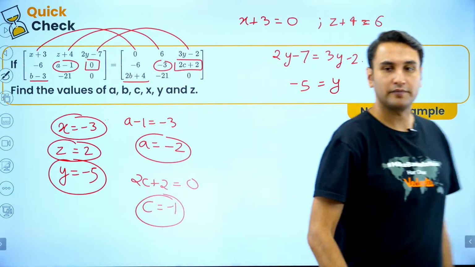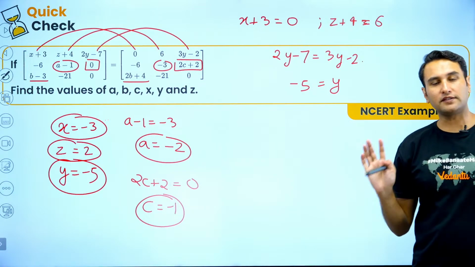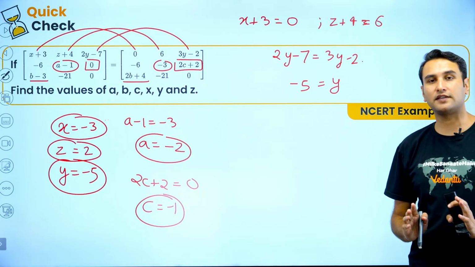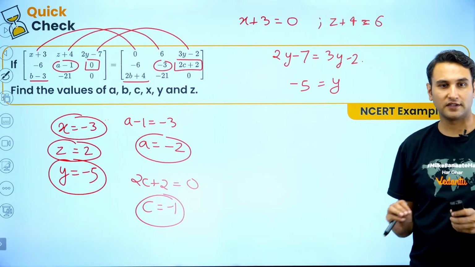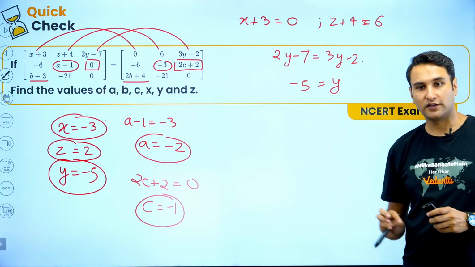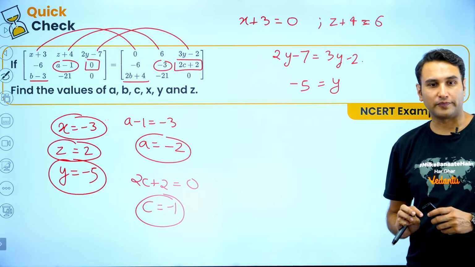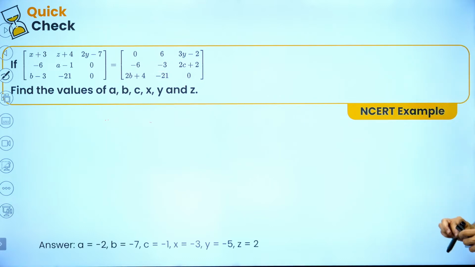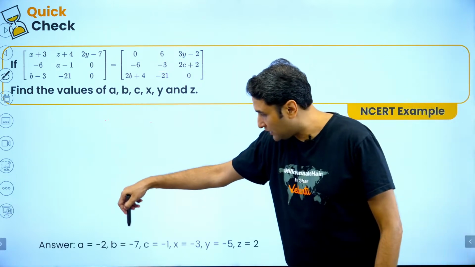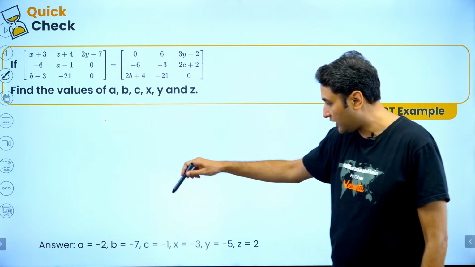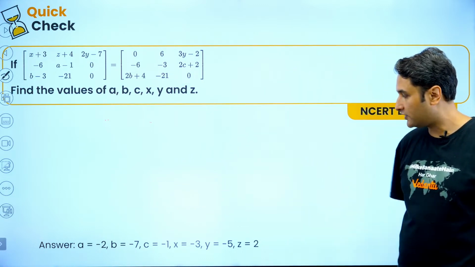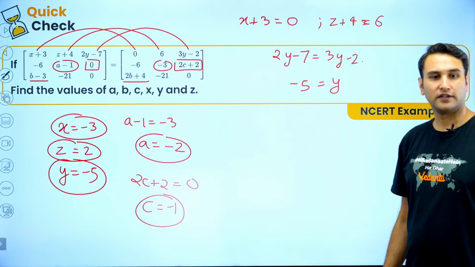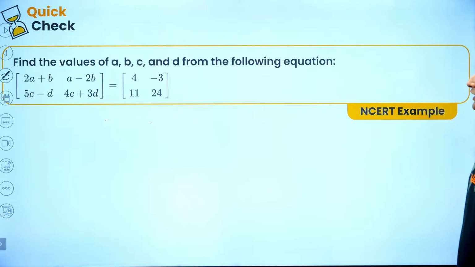Alright, clear? So very simple but important to understand because these are the fundamentals and the basics. I think you can do all this now. Alright. So cool. Let's move ahead from here now. So answer is A minus 2, B minus 7, C minus 1, X minus 3, Y minus 5 and Z is equal to 2 as we were doing it. Alright, chalo, let's move ahead.